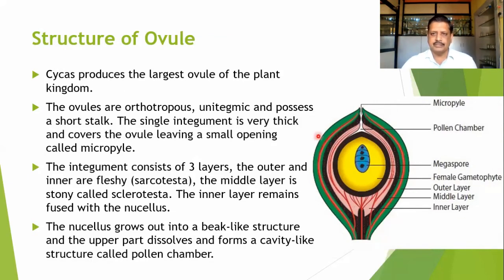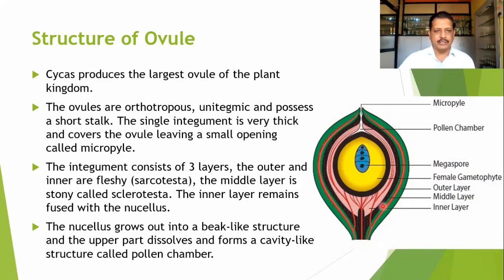Here you can observe the typical structure of the Cycas ovule. These are the three layers, outer, middle, and inner layer of the ovule, and inside that we can find the female gametophyte, and at the center there is the megaspore along with three nuclei. Here you can find the micropylar end. From this micropylar end, the pollen tube can insert inside, and this is known as the pollen chamber.